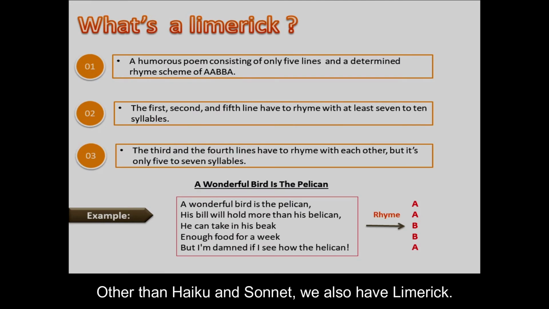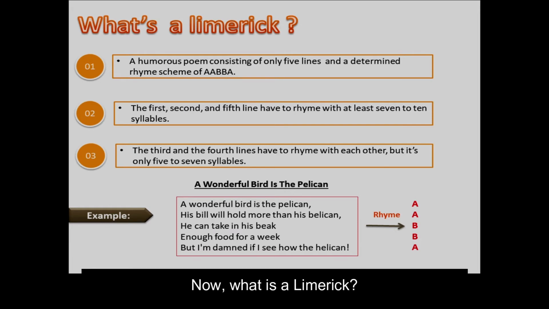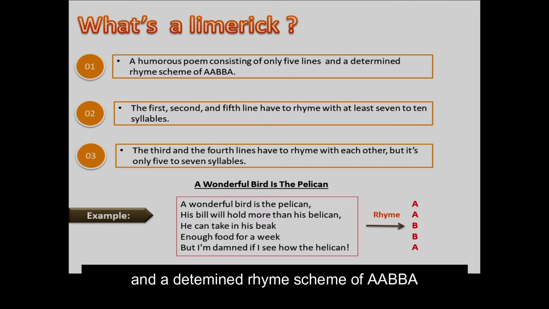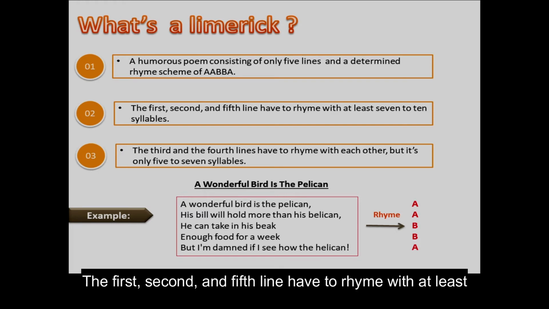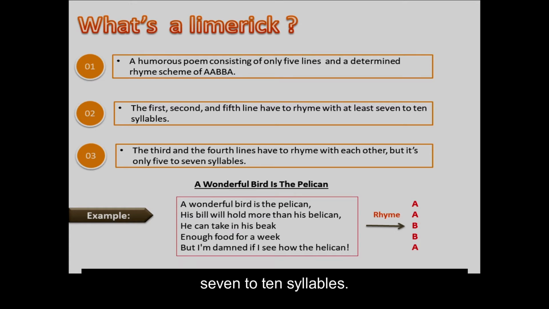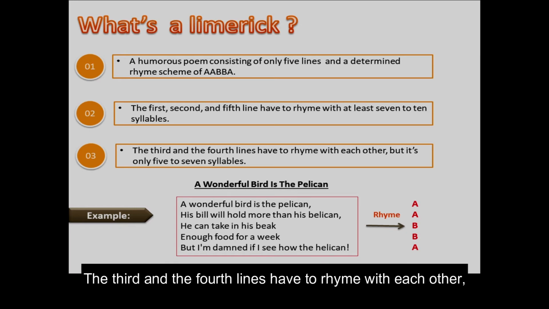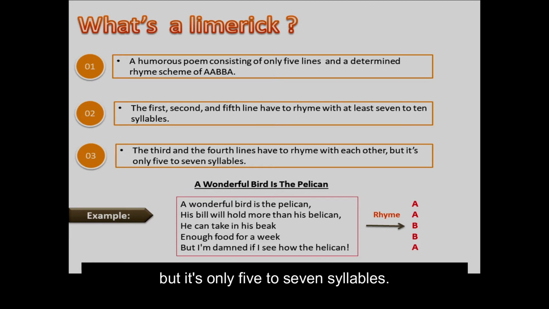Other than haiku and sonnet, we also have limerick. Now, what is a limerick? Limerick is a humorous poem consisting of only 5 lines and a determined rhyme scheme of A, B, B, and A. The first, second, and fifth lines have to rhyme with at least 7 to 10 syllables. And the third and the fourth lines have to rhyme with each other, but it's only 5 to 7 syllables.